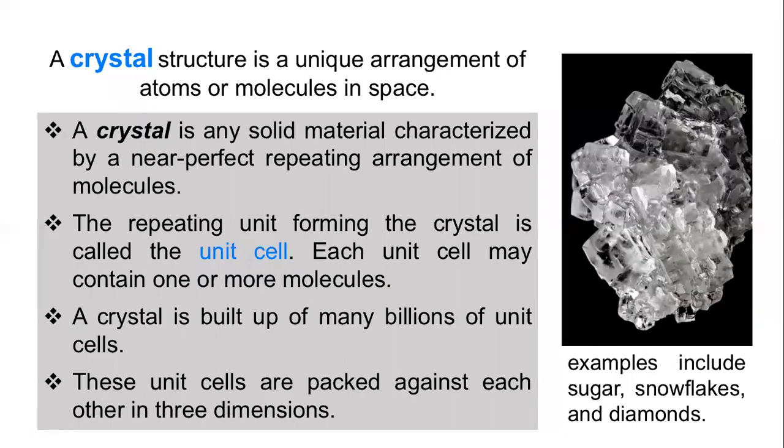what is the major importance of a crystal? A crystal, as you all know, is a unique structural arrangement of atoms or molecules in space, and it is this crystalline nature of molecules which helps us understand how the atoms work together when they are in a system. So it is a near perfect repeating arrangement of molecules in a solid state, and these repeating units in the crystal are known as a unit cell.